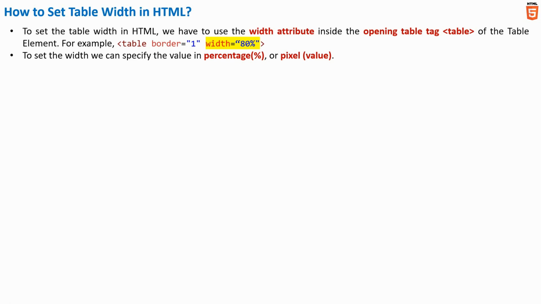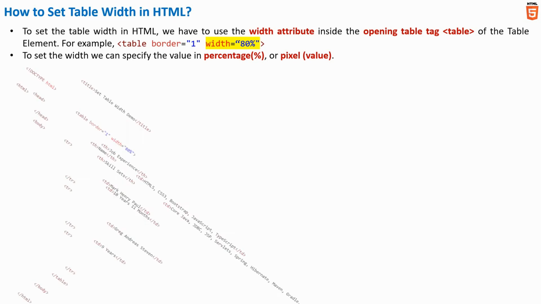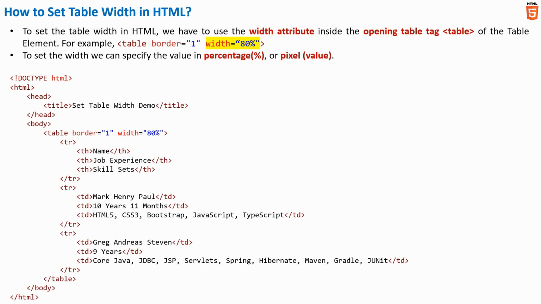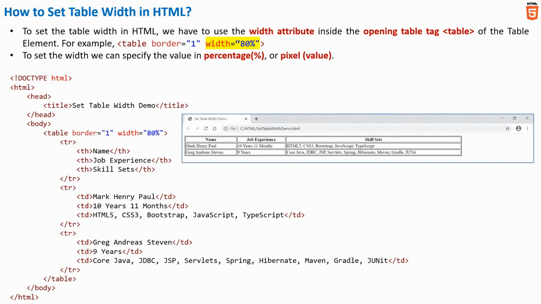That is, the value can either be in pixels or in percentage, and which one to choose depends on the requirement. Now let me quickly show you a sample code snippet where we have used the width attribute inside the opening table tag, and the value for this width attribute is set as 80%. Thus when this code is rendered in a browser, we can see the output as shown here.